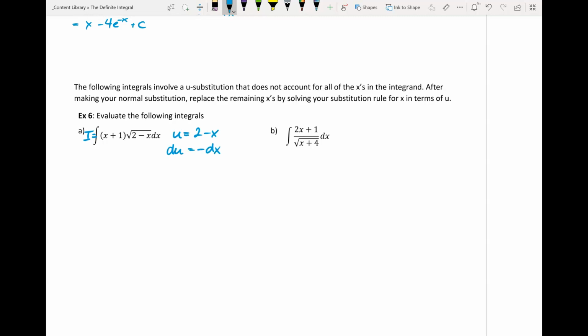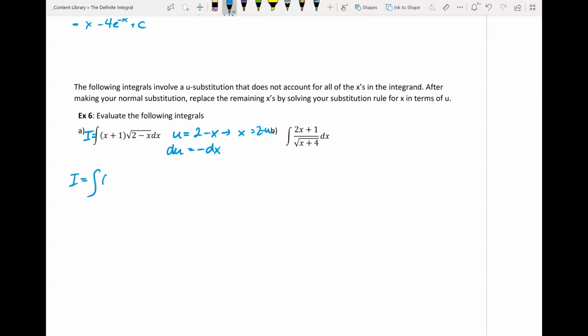And then you're thinking, why would you do that? Because we don't have this x when I take the integral? Well, we can replace that x. What if I just said that x is equal to 2 minus u? And that is certainly true. I just moved the x to the other side and the u to the other side. And now I can write x in terms of u.